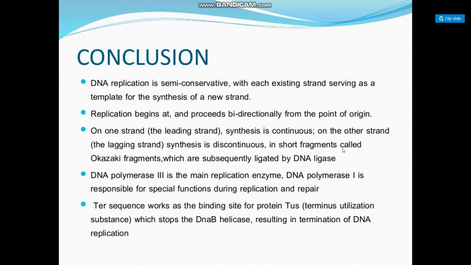DNA polymerase III is the main replication enzyme. DNA polymerase I is responsible for special functions during replication and repair. The Ter sequence works as the binding site for the protein Tus, terminus utilization substance, which stops the DnaB helicase, resulting in termination of DNA replication.